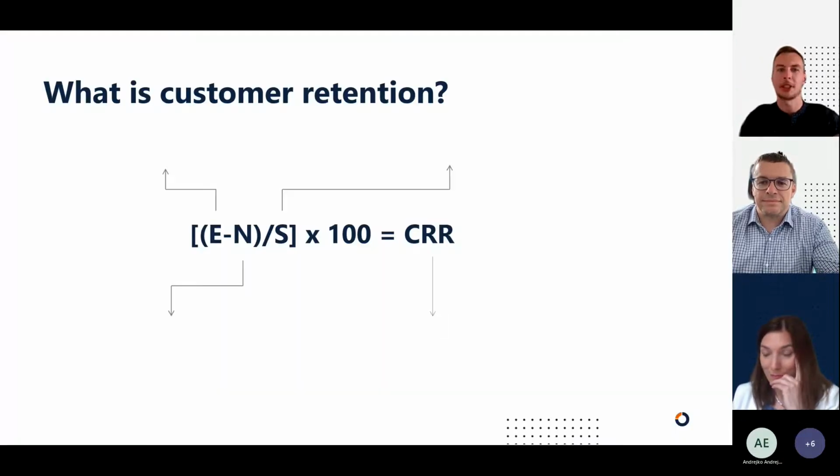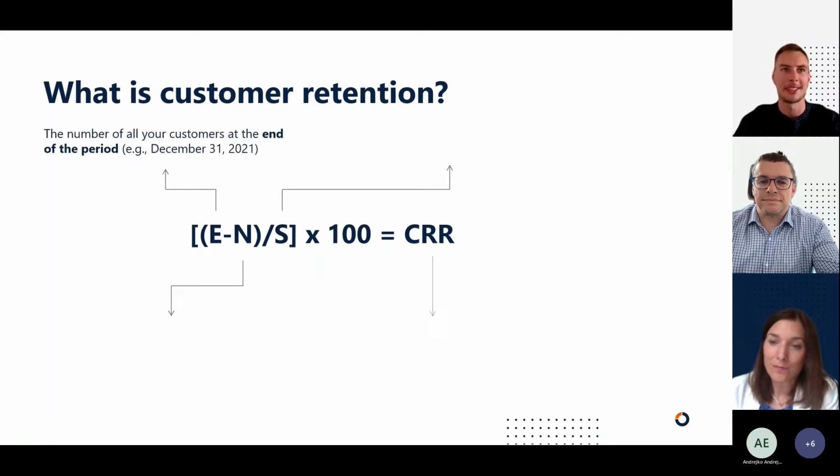So, as Dana has already mentioned, today's topic is customer retention. Usually when I start with customer retention, I show this equation and walk the person through it so that he or she understands exactly what we talk about. So usually we start with the E, which means end of the period. So the number of customers that we had at the end of the given period.